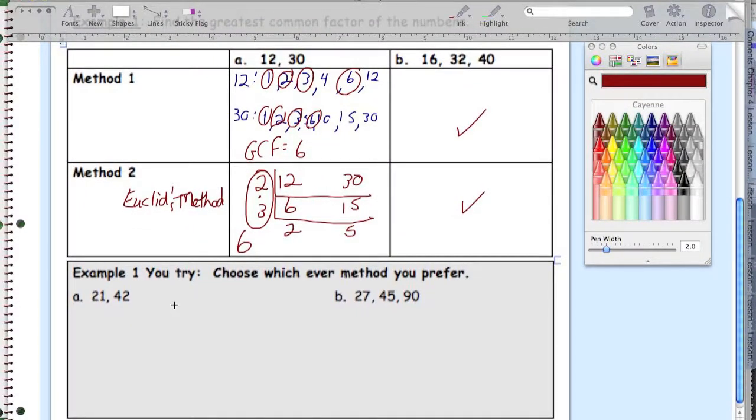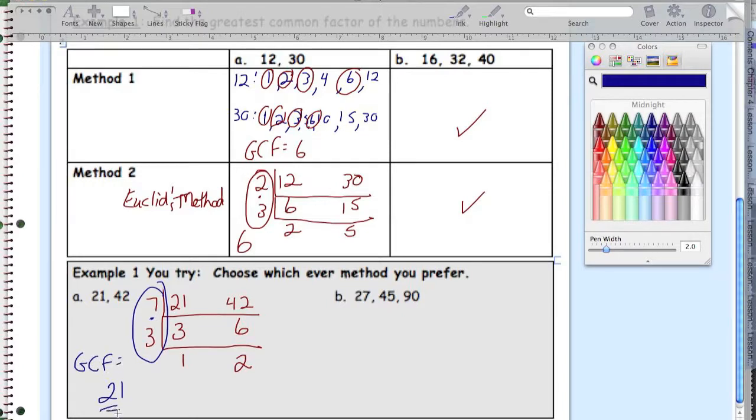I'm going to practice these ones down here using Euclid's method. So 21 and 42. I'm going to say what goes into both of them. Well, 7 does. 7 goes into 21 3 times. 7 goes into 42 6 times. Then what goes into 3 and 6? 3. 3 goes into 3 once. 3 goes into 6 twice. I'm done because nothing goes into both of those, so I'm going to circle and multiply 7 times 3, I get 21. So my GCF is equal to 21.